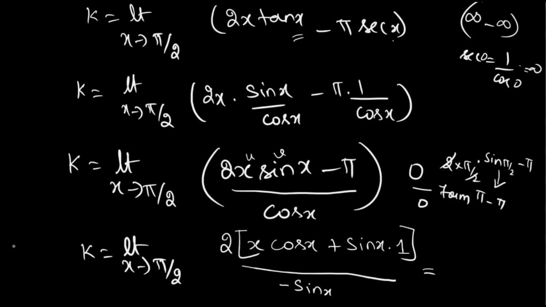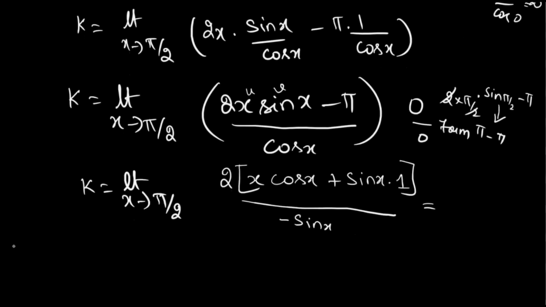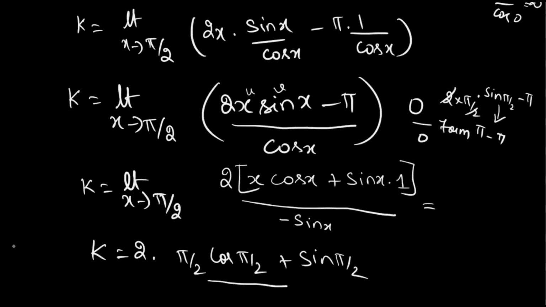Now if you substitute this as pi by 2, let me write in the next line. That is 2 into pi by 2 into cos(pi by 2) plus sin(pi by 2) divided by minus sin(pi by 2). Now, what is cos(pi by 2)? Just now, cos 90, 0. So first term will become 0.